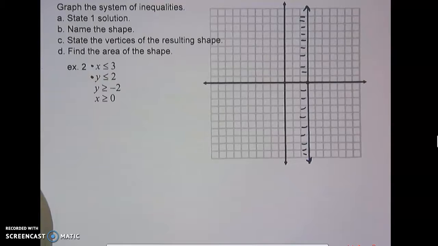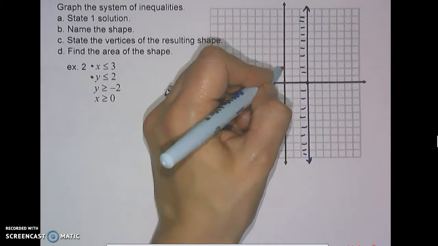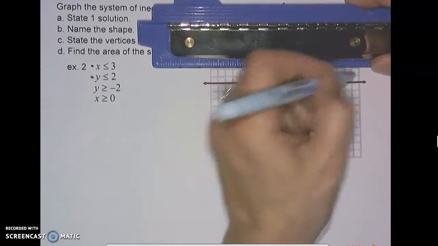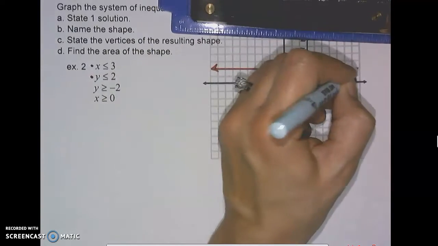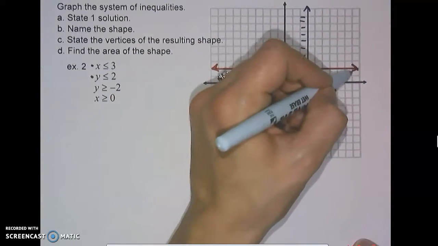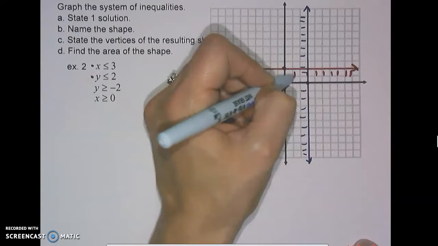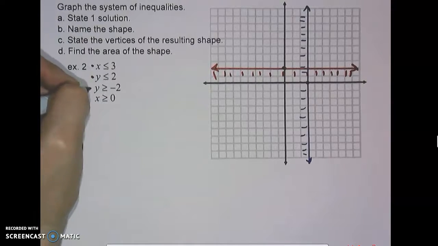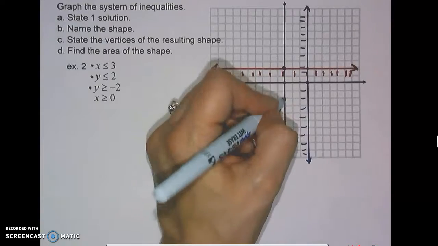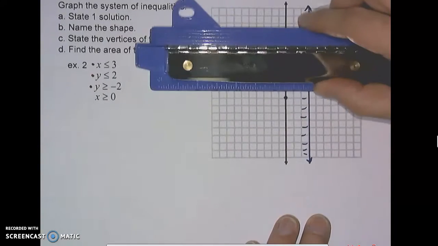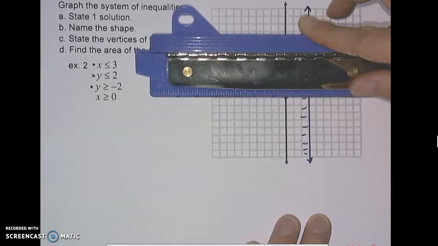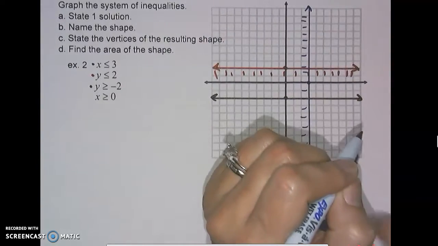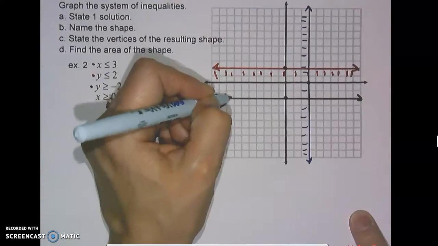All right, next one. We have y is less than or equal to 2. So that means since it's just y in a number, we're going up to the y-axis at 2. And we're going to have a horizontal line. Again, it's solid. So now we're going to shade below that because it says y is less than or equal to 2. Next one says y is greater than or equal to -2. So we're going to -2 on the y-axis. And we're going to make a solid line all the way across. So a horizontal solid line at -2. And it says y is greater than or equal to, so we're going to shade above.